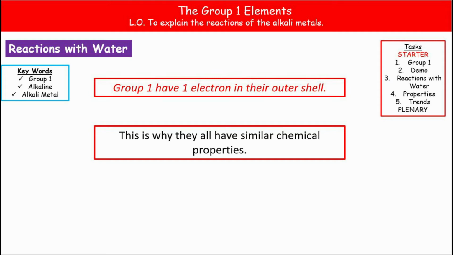Remember, it's like the little cheat's guide to how we know how many electrons are in the outer shell. You look at the group number. Group 1, 1 electron. Group 2, 2 electrons. Group 6, 6 electrons, and so forth. The fact that they've all got 1 electron in their outer shell in group 1 tells us that they're all going to have similar chemical properties, because the way in which they react is going to be very similar. Make sure you've got those 2 sentences written in your book if you didn't already.